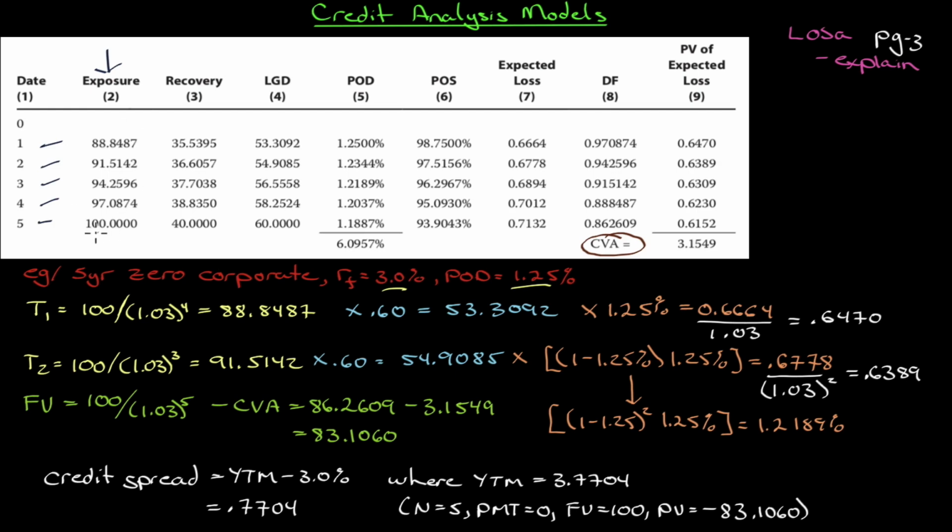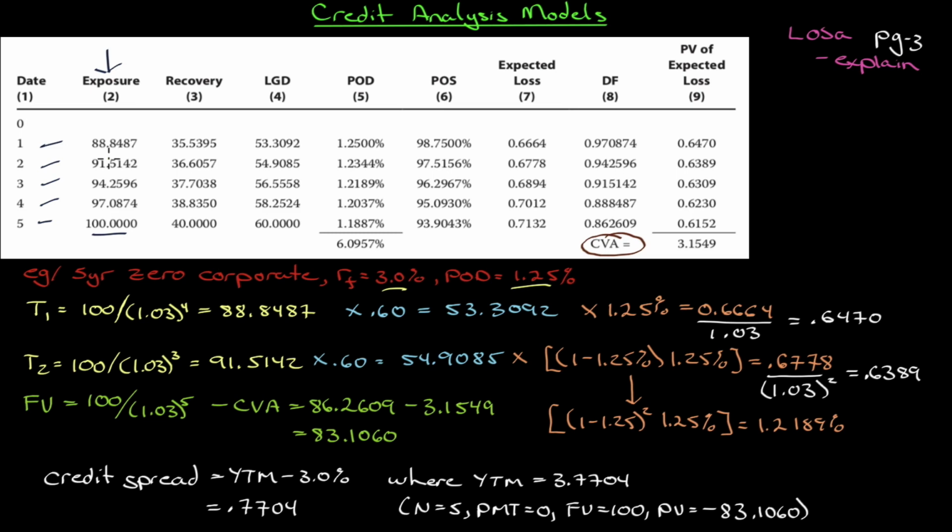Notice what our expected exposure is at time period 5. It's the full face value because we've earned it all. I want it all back now. We're going to also assume here that our recovery rate is 40%. So let's see if we can't get this 88.8487.